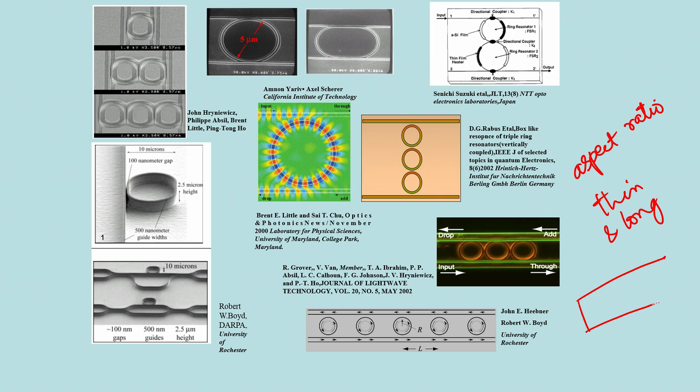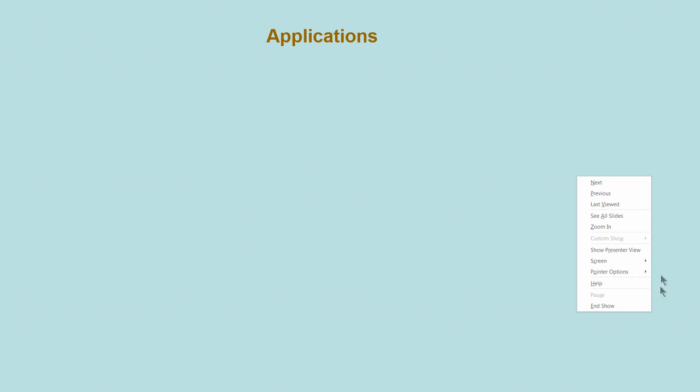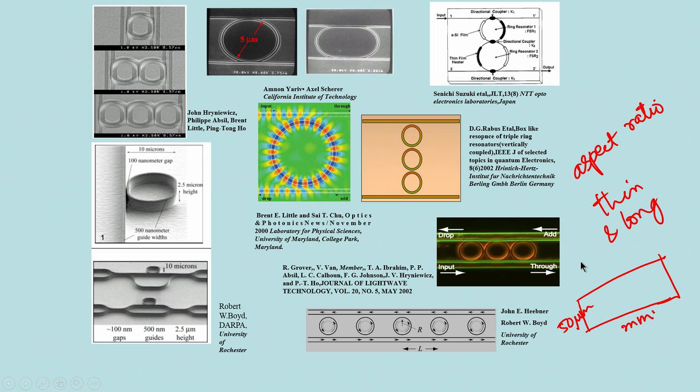If you take a typical conventional integrated optical device, the cross section is of the order of a few microns, say 50 microns, whereas the length is of the order of several millimeters. So, due to this we are not able to use the chip area very effectively. One of the solutions for this is the ring resonators.